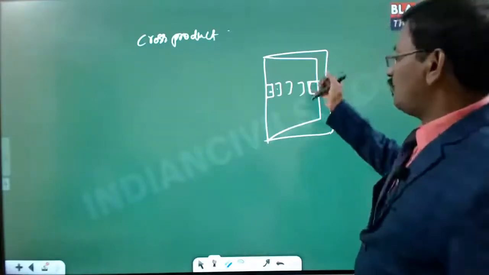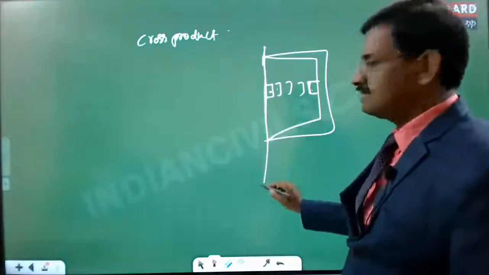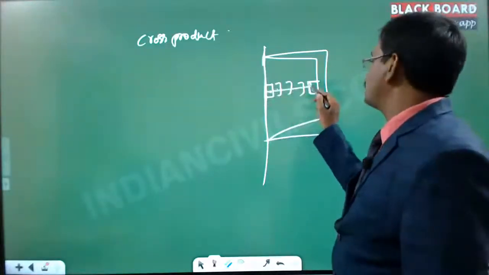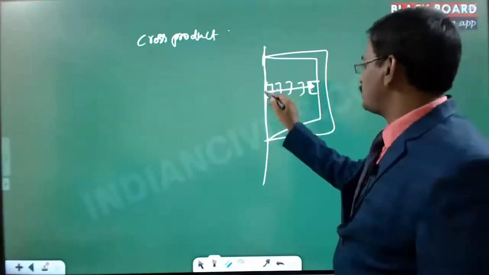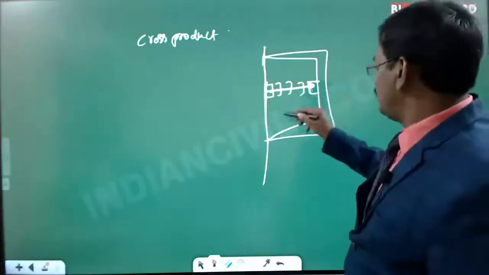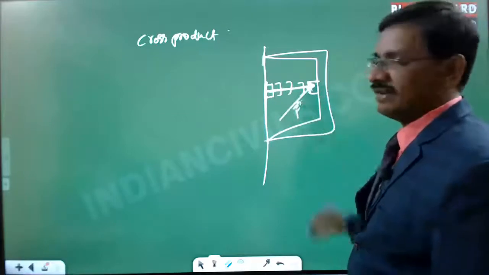Now, here we are talking about, this is the axis of rotation. And then, this is the radial distance from the axis of rotation where you want to apply the force. And then you are applying the force like this. So this is the force direction that you have given.